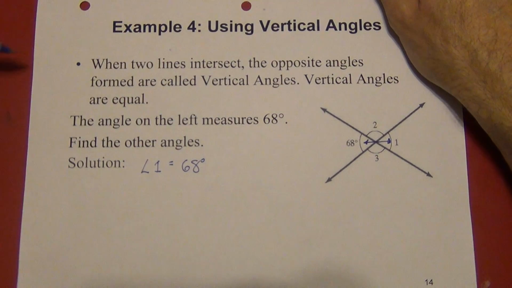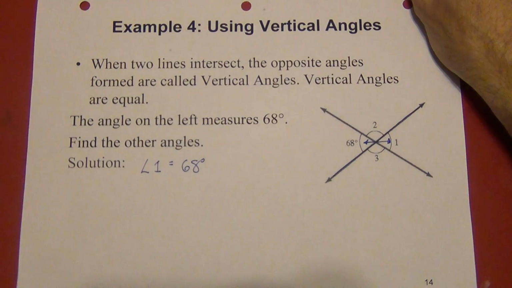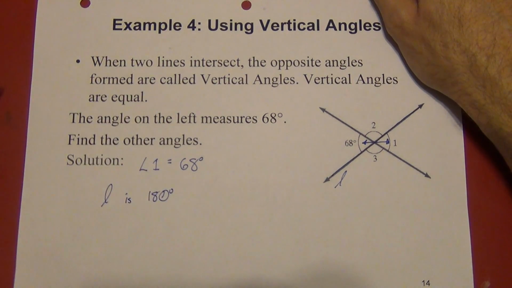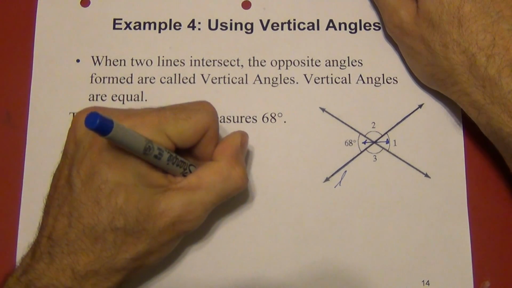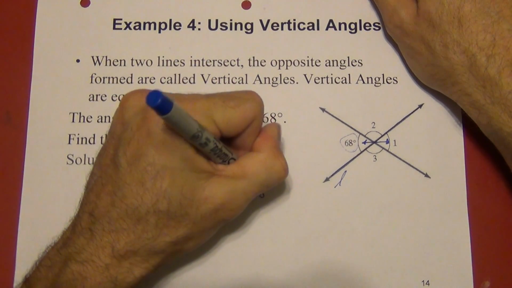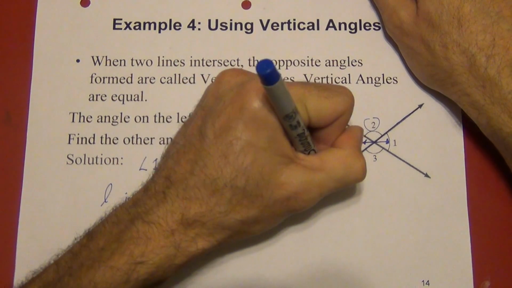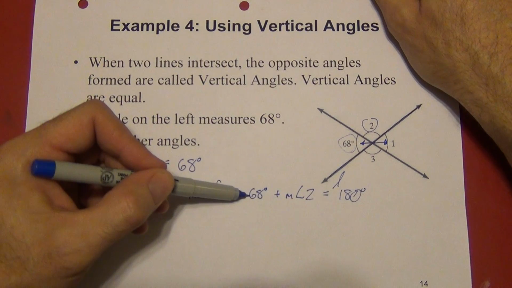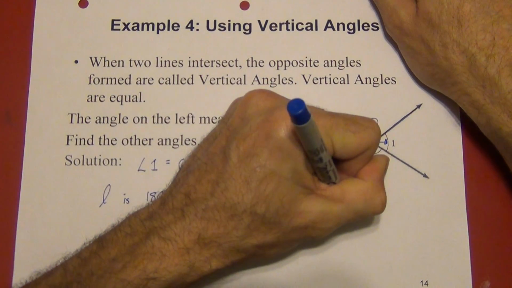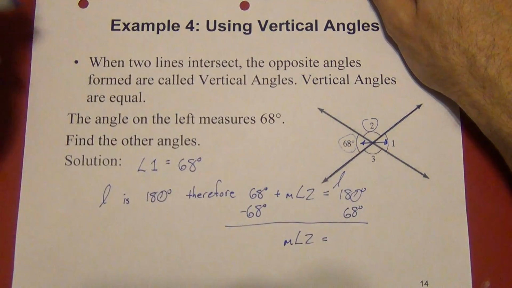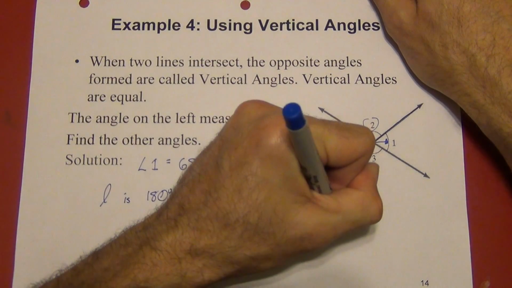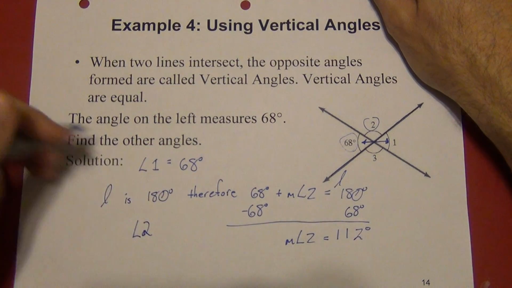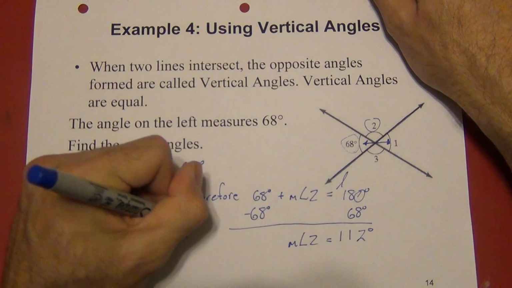Now, it does tell you that it's two lines that intersect, right? So you can look. This is a line, and so this line has 180 degrees in it. I'm going to call it line L. And so, of course, L is 180 degrees. Okay? So, therefore, the 68 degrees over here plus the measure of angle 2 over here have to be equal to 180. They're supplementary angles. And so if I know that one of them is 68 and they sum to 180, I can go ahead and subtract 68 from both sides. And then the measure of angle 2 is going to be equal to 112 degrees.